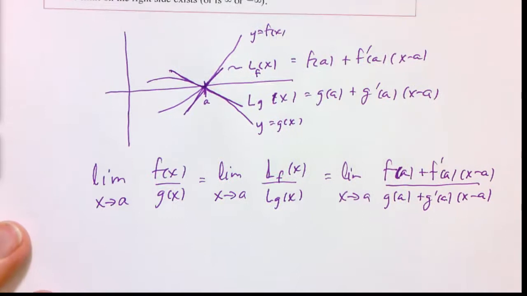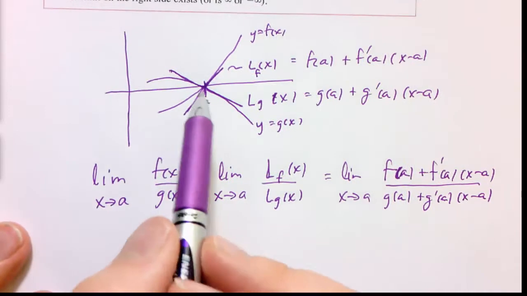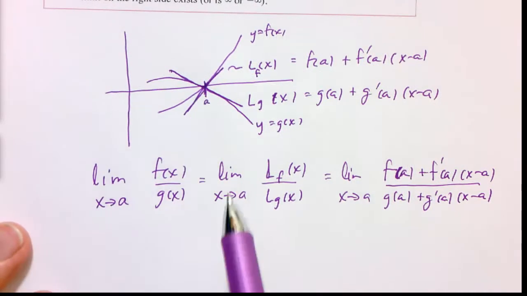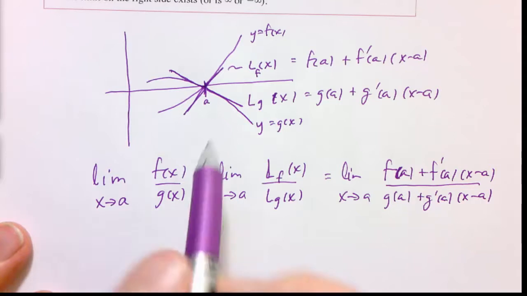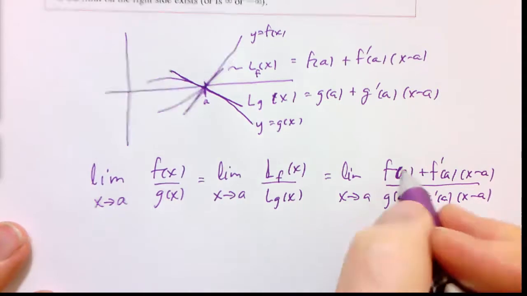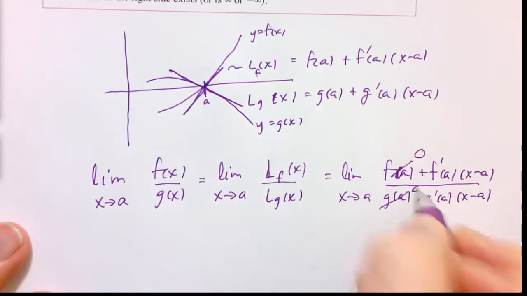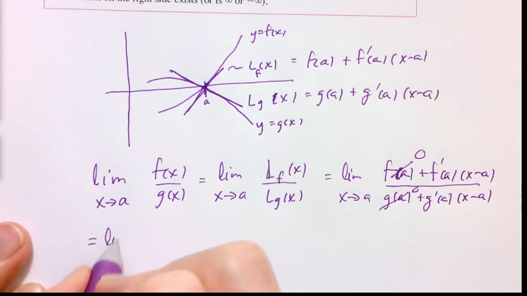Now in this scenario, remember, f is equal to 0 at a. g is equal to 0 at a. So this is 0 and this is 0. So I'm just going to rewrite that.